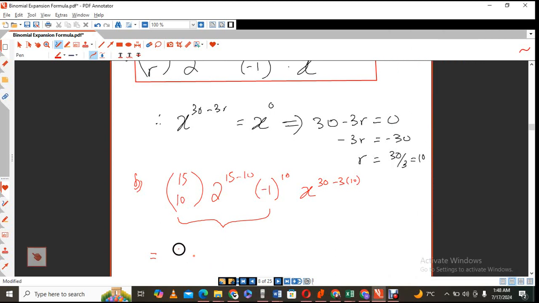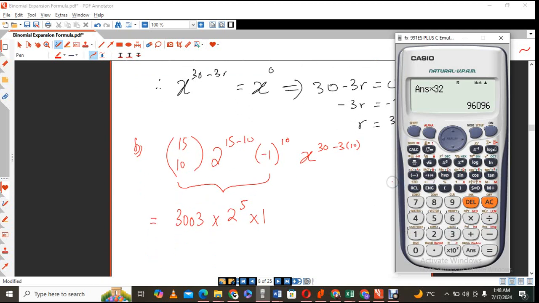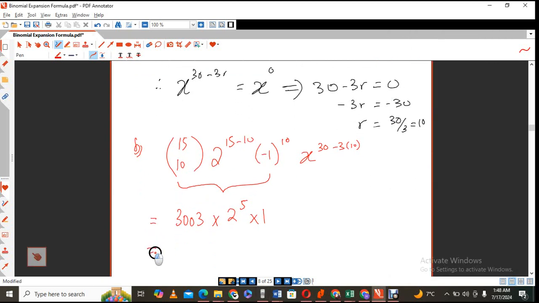Okay, let's just write it down. So it's 3003 times 2 raised to the power of 5, because that is 15 minus 10, times 1. No need to write the 1, but it's just what it is. I think we can multiply that. 2 raised to the power of 5 is nothing but 32. So 96,096.